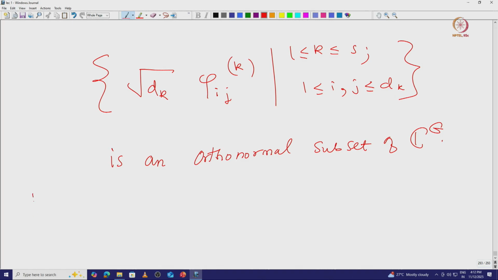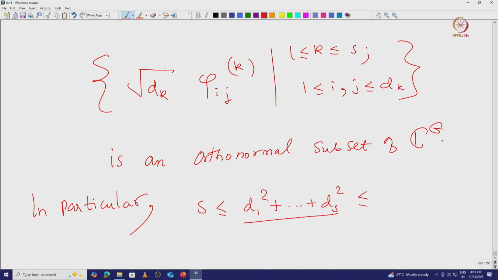So, in particular, since we know the dimension of C[G], and since the d_i² are all non-zero, s is going to be less than or equal to d_1² plus etc. plus d_s², and this sum is the cardinality of this set. So, the cardinality of this set is exactly d_1² plus etc. plus d_s². This is going to be at most the dimension of C[G], which is exactly the cardinality of G.